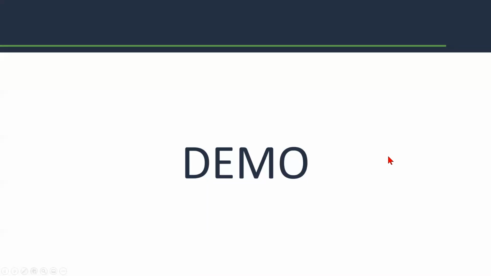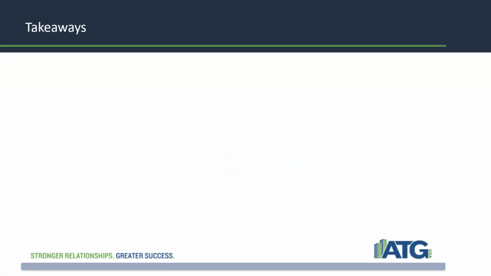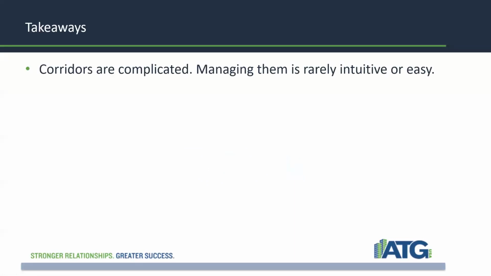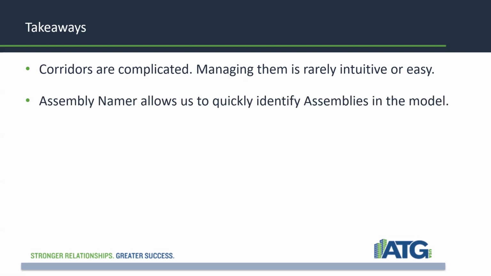So with that concludes my presentation today, and I want to go back and just remind us some of the things that we learned. First of all, corridors are complicated. The way that the out-of-the-box tools give us to manage them is rarely intuitive, and if it is intuitive or it's possible, it's probably not easy and it's probably not quick. Some of the tools we talked about today are going to help us get through our designs and get through our modeling faster. Assembly Namer is going to allow us to quickly identify our assemblies that exist in the model. We get a quick visual reference that creates a piece of MText that tells us exactly what our assembly is.